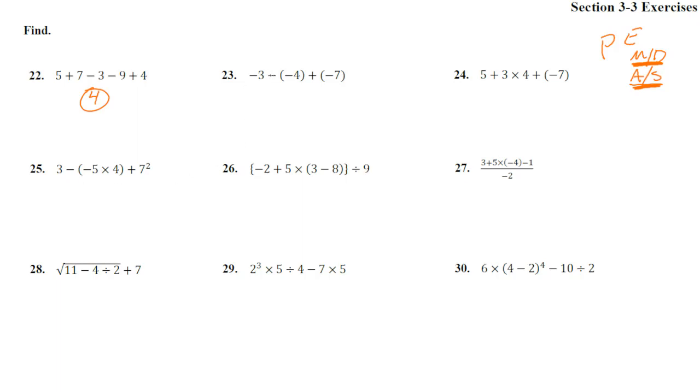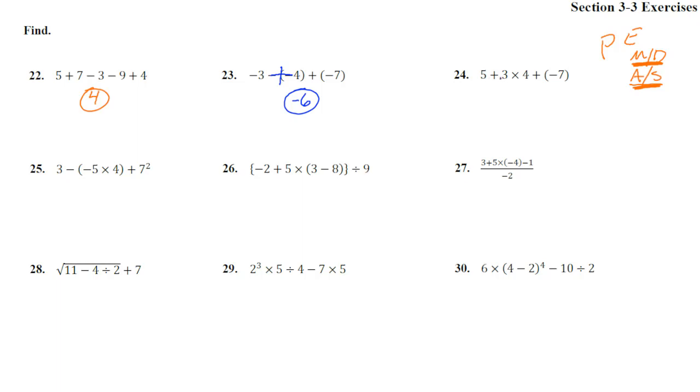Negative 3, minus a minus 4, that's plus. And then plus a negative, that's just minus 7. So negative 3 plus 4 is a positive 1. And then plus a negative 7, they're opposite signs. A positive 1 and a negative 7, which means you subtract, you get 6, but the stronger one wins, negative 6. Good. Number 24.